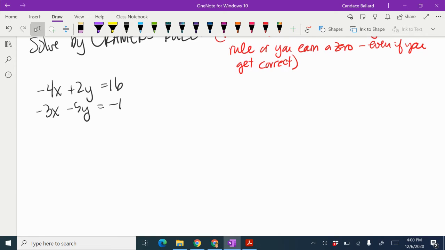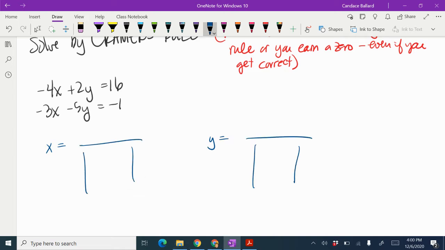So to do Cramer's rule, remember we solve x and we solve y separately. The first thing I do is set up the denominator determinant, which means I'm going to look at the x column first, which gives me -4, -3 in the x column. Remember, this is the x. And then in the y column, I get 2, -5. And that's the y column.